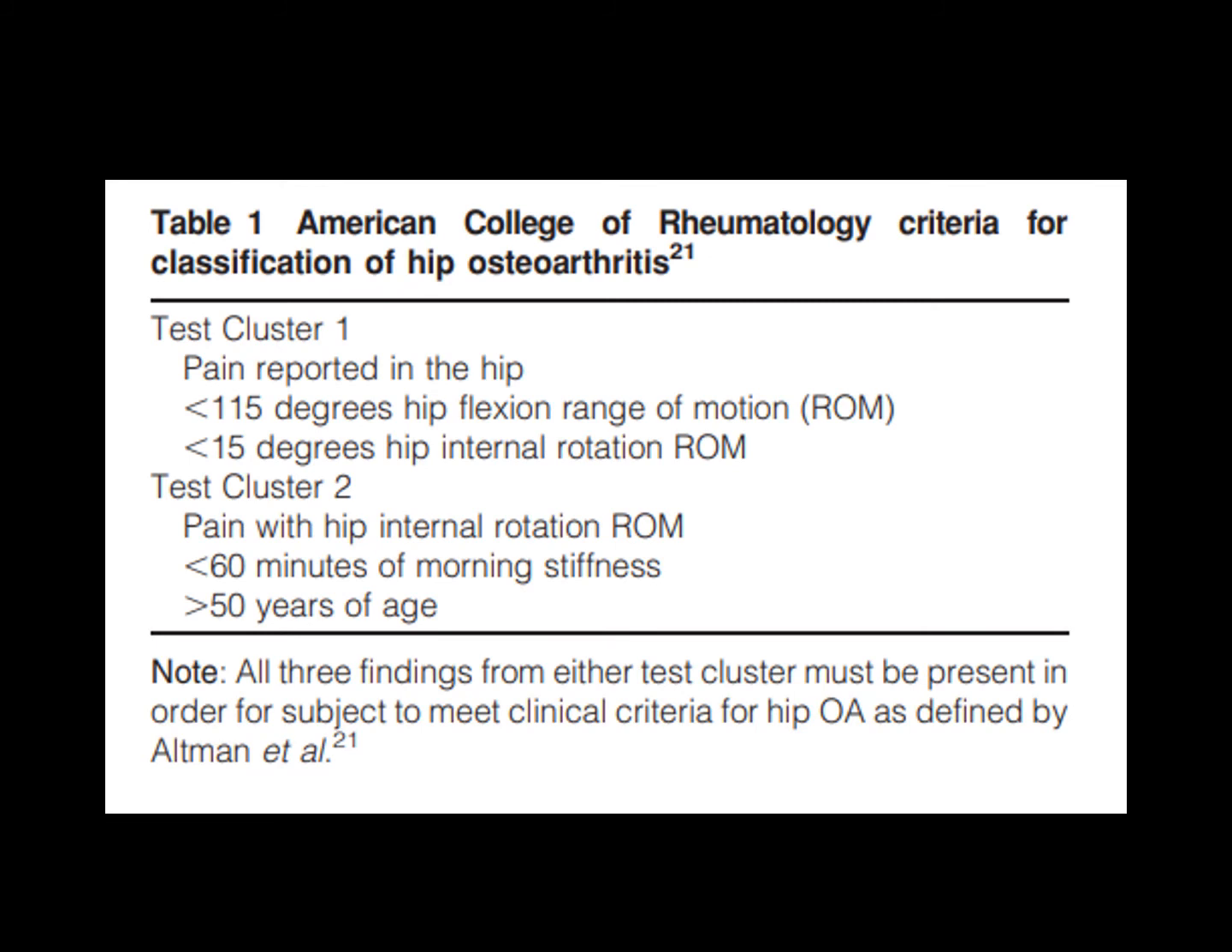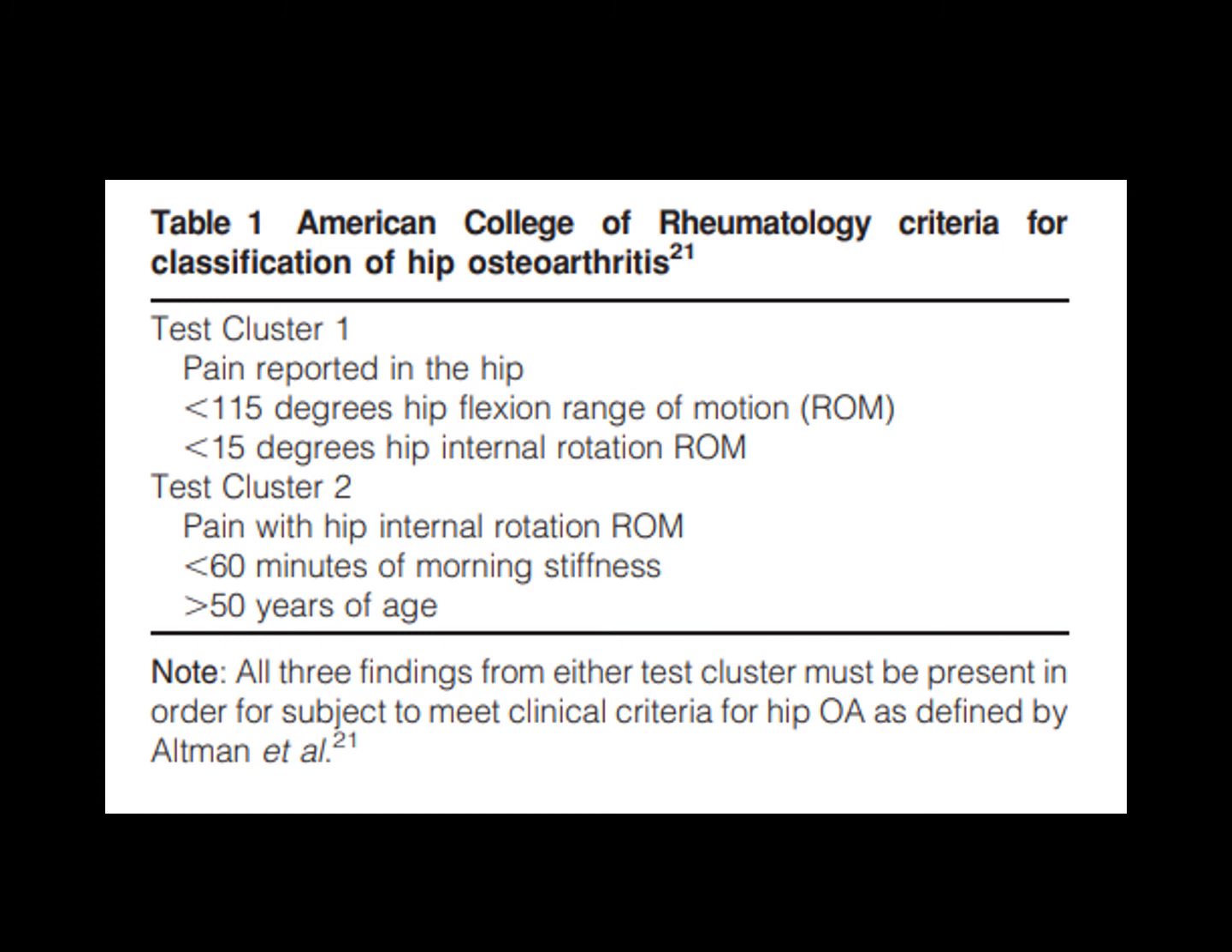As we've mentioned previously, there's 2 different ways of diagnosing hip OA. One is through radiographic criteria, radiographic findings such as decreased joint space, sclerosis, osteophyte formation, and subchondral cysts. The other way is to use the American College of Rheumatology's classification for hip osteoarthritis. And there are a couple of different ways of doing that. In this particular study, they used some of these Altman criteria and looked at 2 test clusters, and this is how they defined their patients with hip osteoarthritis.